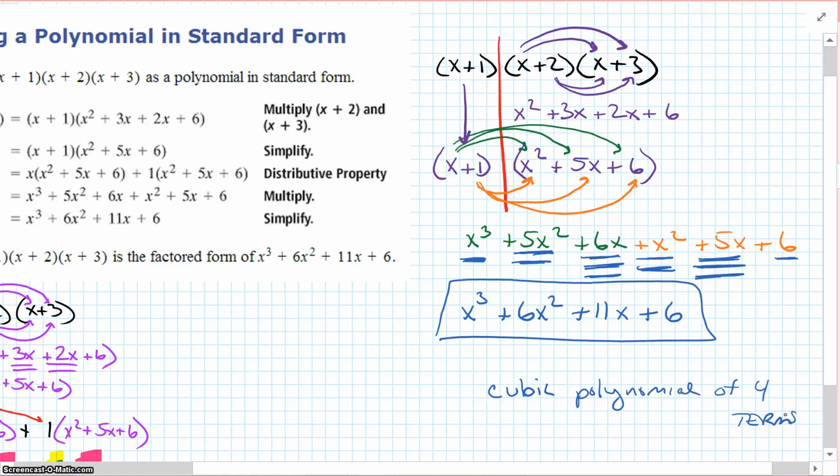So that is the standard form, and the factored form was what was given to us, x plus 1, x plus 2, and x plus 3. Okay?